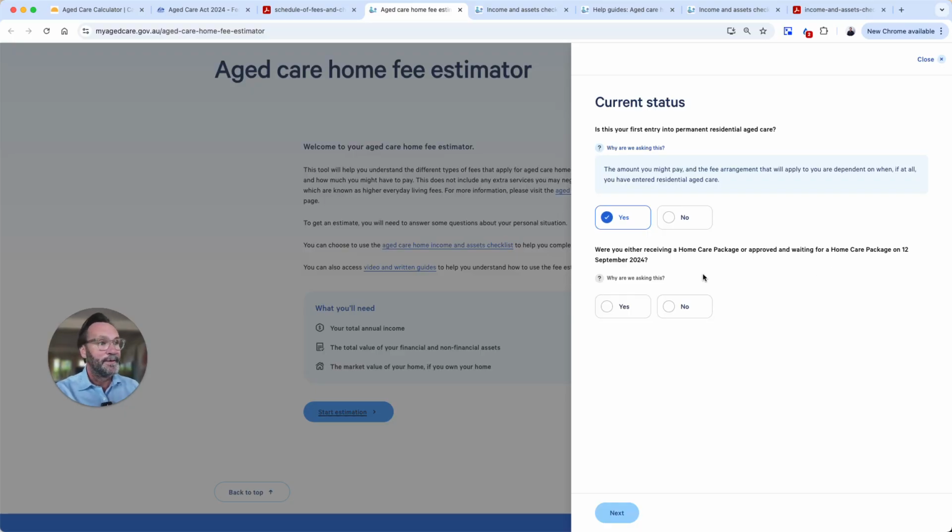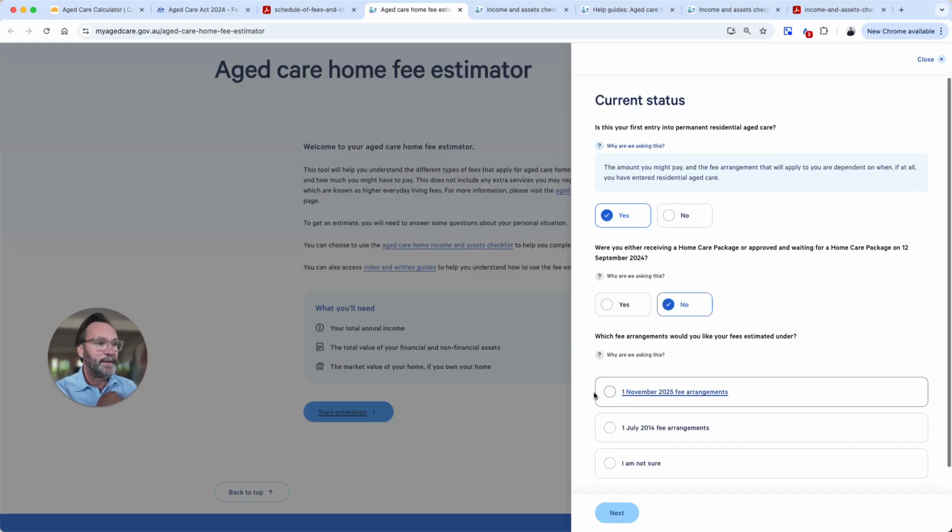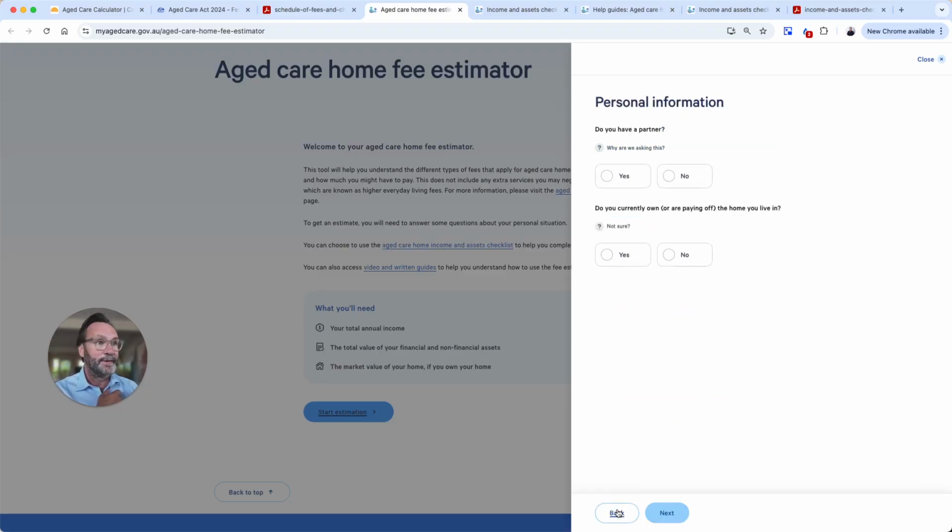So they're not going to be on the hybrid model because they had a home care package on the 12th of September 2024. We're focusing on the new pricing model. So I'm going to say no to that. And we're going for the 1 November 2025 fee arrangements.